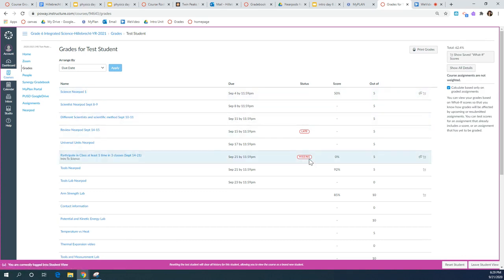The other thing you're looking for is missing. Again, you got this assignment right here, missing. So those are the two things. We're not going to worry about all these dashes. We're not worrying about dashes. We're only worrying about grades below 70 and things that say missing.